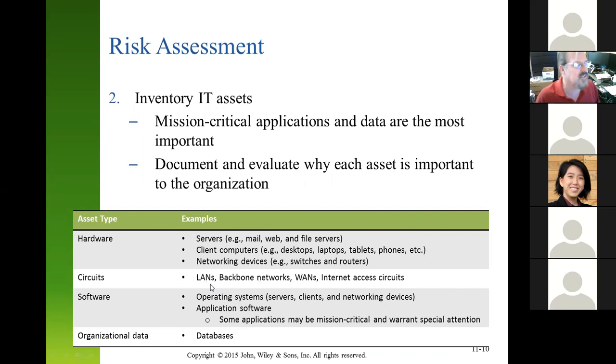The circuits themselves: the LAN circuits, the backbone networks, the WAN circuits, the internet access circuits. And I'll tell you right now, usually the most important circuit for any company, regardless of what you do, is the internet circuit. If your network is not connected to the internet, your employees might as well go home. If I didn't have this internet connection that I have right now to talk to you guys, we're dead because we're not in a classroom. If we lost internet access at U of H while I was in the middle of a class, I could probably still continue teaching a class.